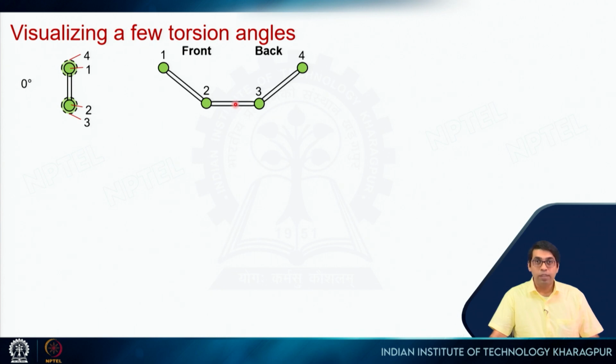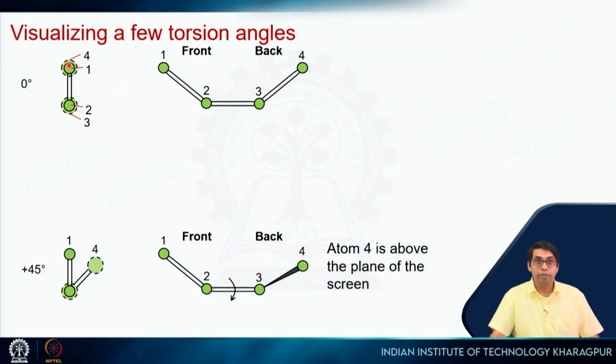Now if I rotate about this bond, which is between the atoms 2 and 3, so if I hold this and if I pull out towards you, or in other words, if I hold this and rotate it towards the right or clockwise, so rotating it in this direction defines positive angle.